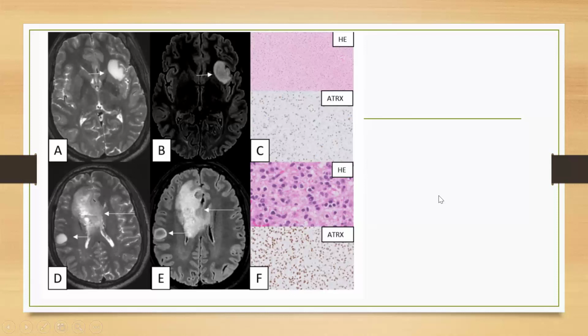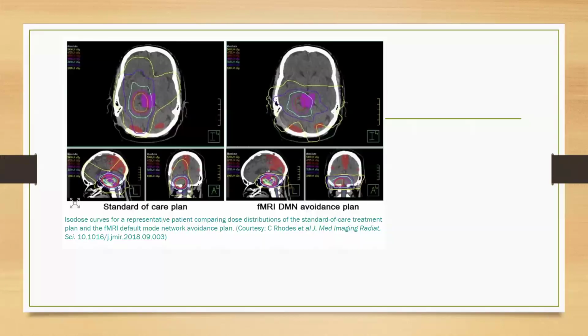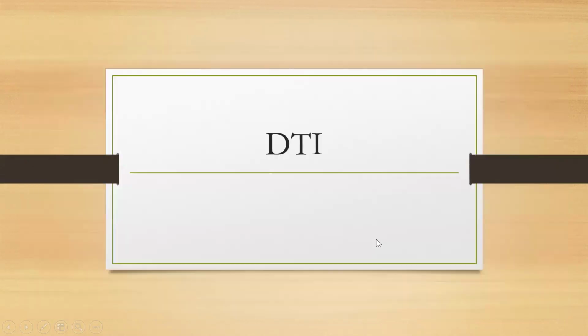Two astrocytomas, one oligodendroglioma. Coming to resting state fMRI, we have also started doing it, and we are planning to incorporate it even in radiotherapy planning. We can use resting state fMRI because if you avoid the default mode network, the cognition will be better. Some articles are quoting this.